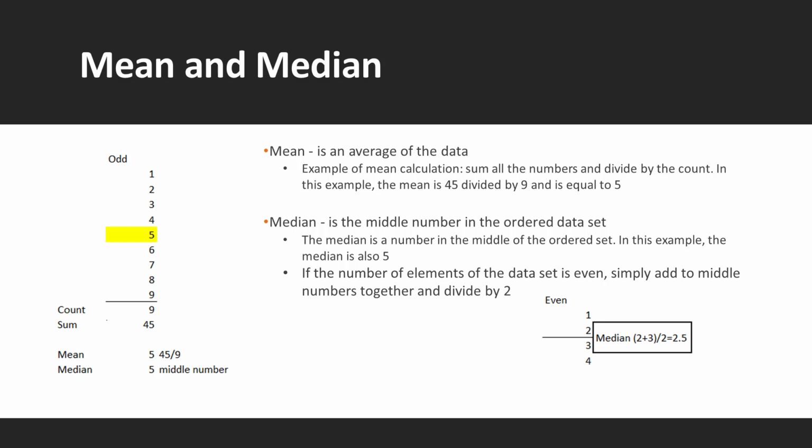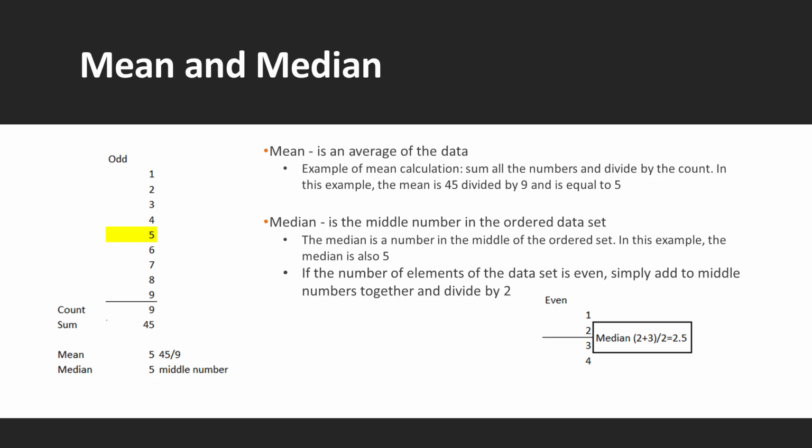Let's look at median and mean. Mean is just an average of data, and median is the middle number in an ordered data set. An example of calculating mean: just sum up all the numbers and divide by the count of numbers in the data set, and you'll get the mean. In this example, mean is 45 divided by 9, or equal to 5.